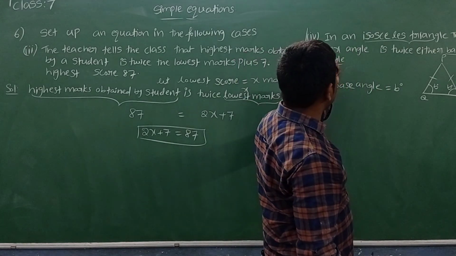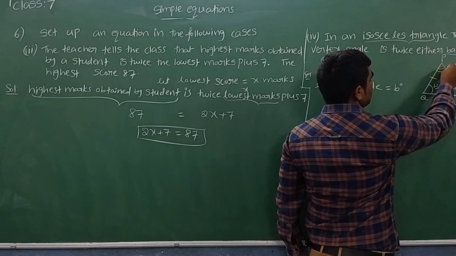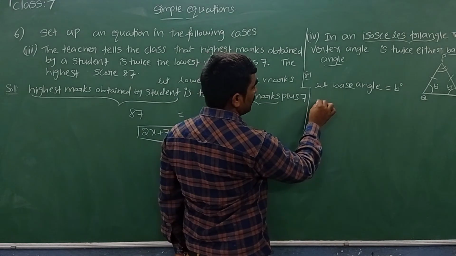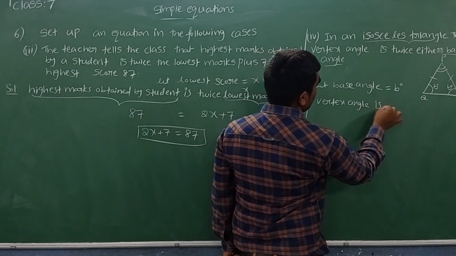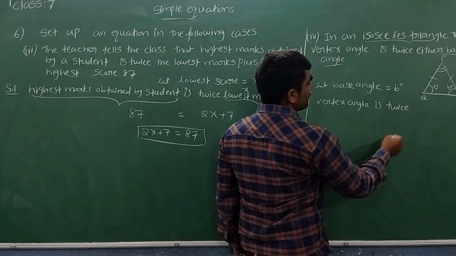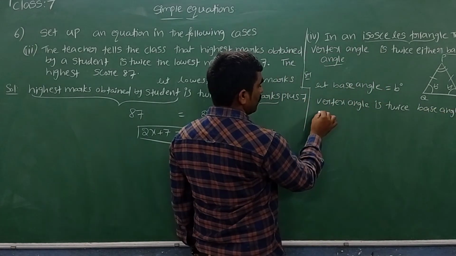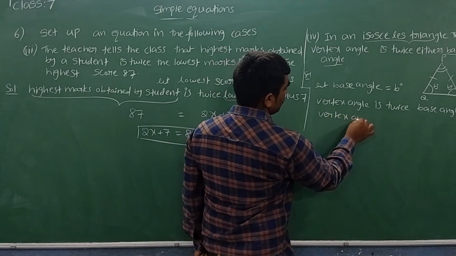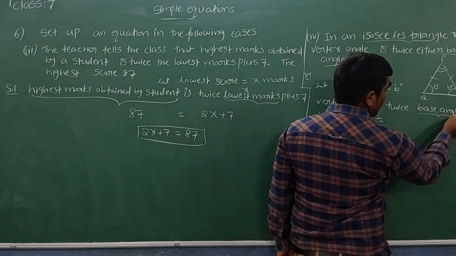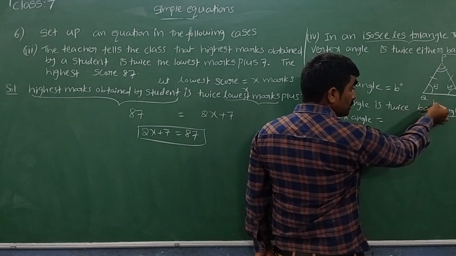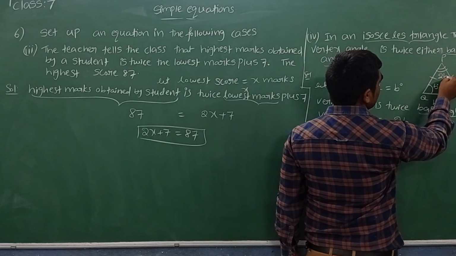What is the vertex angle? They said the vertex angle is twice the base angle. This angle is known as the vertex angle. Vertex angle is twice the base angle. So let me write here: vertex angle is nothing but equal to twice the base angle. What is the base angle actually? Base angle is b. Twice b, 2 into b, 2b. So the vertex angle is 2b. Let me write here: vertex angle is 2b.